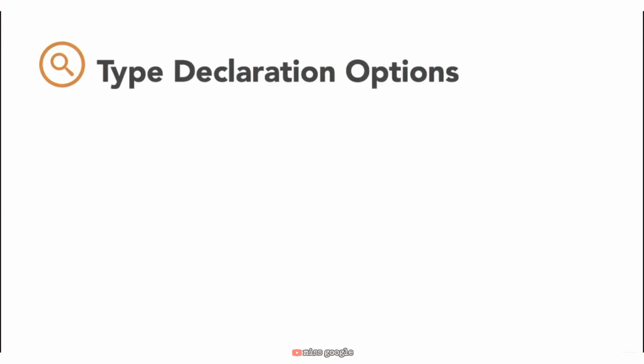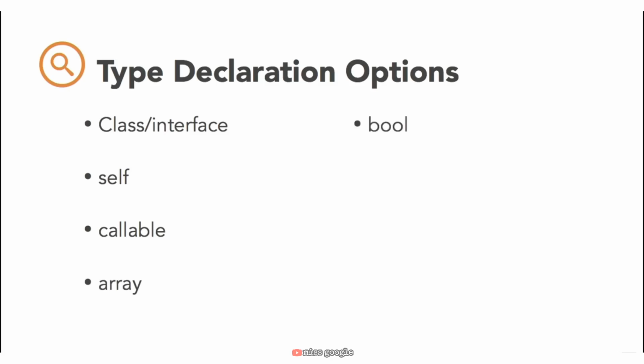So what all type declarations can you provide? You can provide a class or an interface, which says the pass object must be an instance of whatever class or interface is provided. Self says this must be an instance of the same class of whatever class this particular method is defined in. Callable says that this must be a value that PHP can execute, so an anonymous function or closure that we'll explore a little later on, or something similar that PHP can execute. Array obviously says this must be an array. In PHP 7, some scalar type declarations were added, so we can ensure a value is a Boolean, a float value, an integer, or string as well.